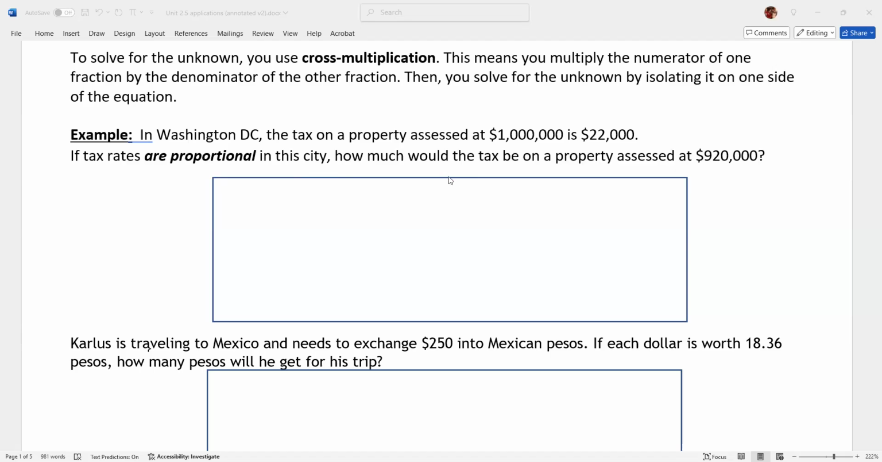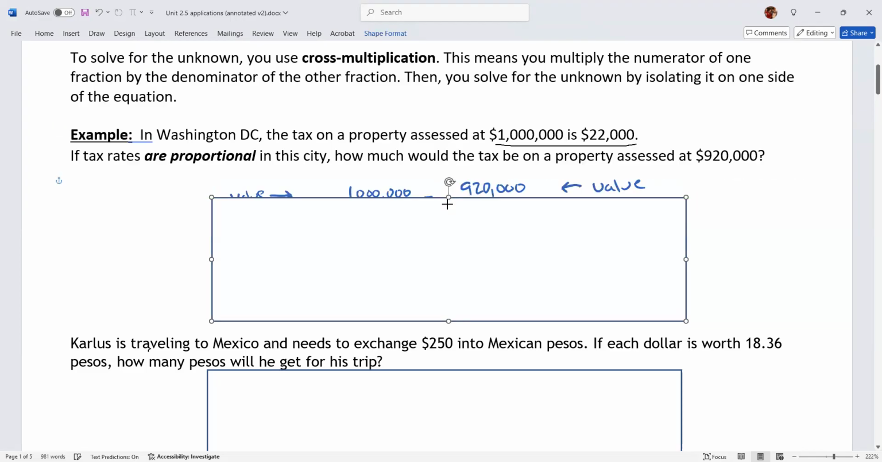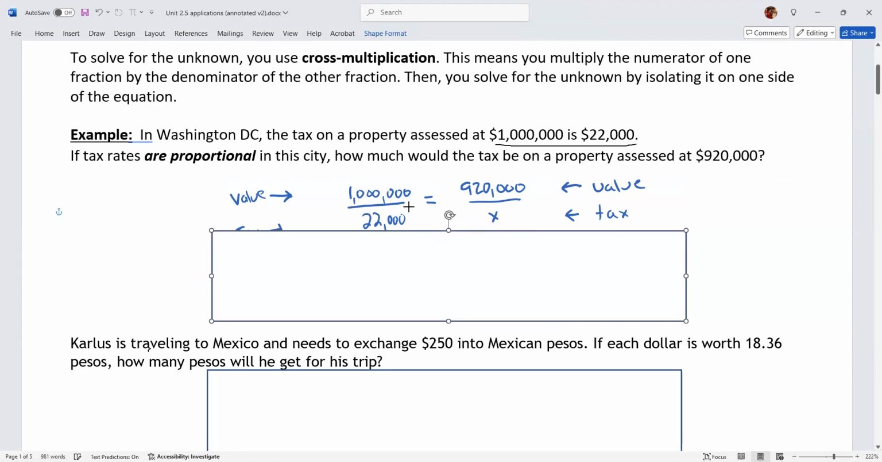So the key thing with setting up a proportion is you first have to relate the two things that are connected to each other. So in this particular property, if you took a look at what is connected to what, the 1 million is connected to the 22,000. So I'm going to write that as a fraction. It doesn't matter what the numerator is, what the denominator is. I'll tell you why in a minute. So I'm going to set, here's my fraction, 1 million over 22,000. Those two things are related.